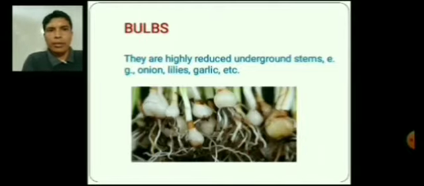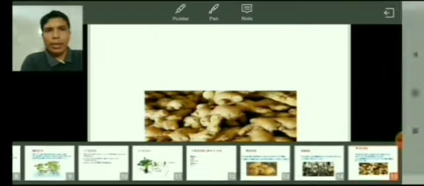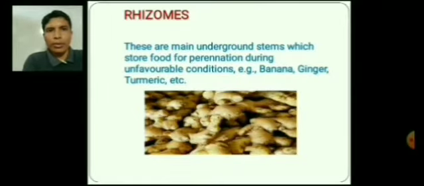So next we have bulb. Bulbs are highly reduced underground stems. Examples: onion, lilies, garlic. Right? Now we have rhizome. Rhizomes are main underground stems which store food for perennation or survival during unfavorable conditions. Some examples of plants which have rhizomes as their vegetative propagules are banana, ginger, and turmeric.